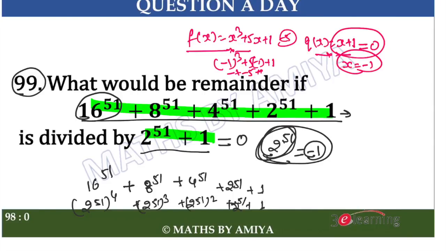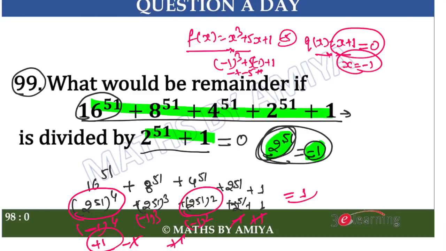We know we have 2 raised to power 15 is equal to minus 1. If we put minus 1 here, we get minus 1 raised to power 4, which is plus 1. Minus 1 whole cube is nothing but minus 1. Minus 1 whole square is nothing but plus 1. Minus 1 plus 1 cancel out. So we have the remainder as nothing but 1. So whenever we have such an expression, put it equal to 0 and get the answer. So this one is the concept and we solved our question number 99.